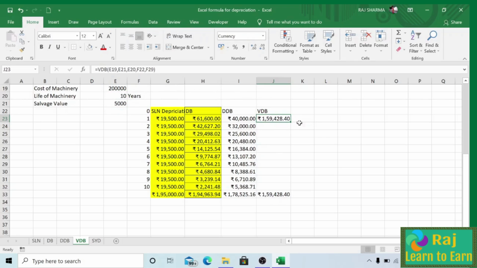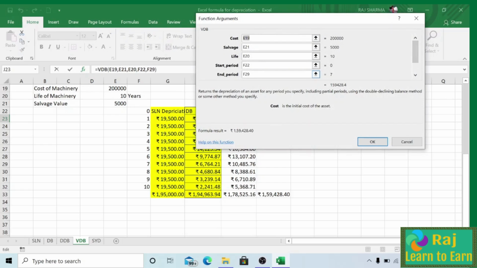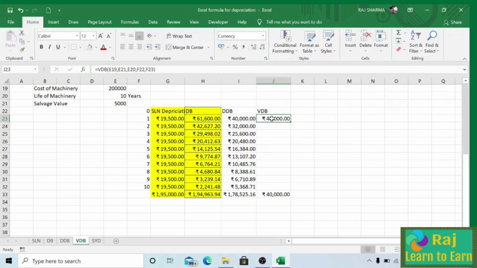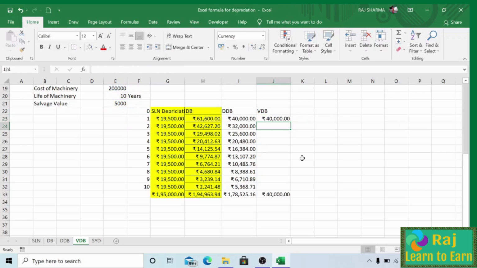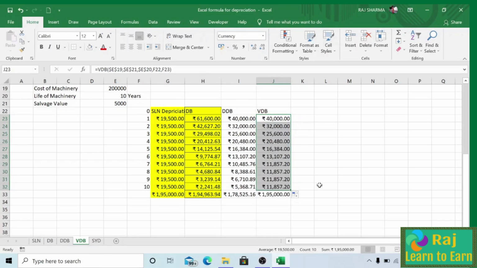Now using this method, let us try to work out the depreciation for individual years. In F22, we have taken the initial start period as 0 and then the end period is 1. So 40,000 will be charged for the first year using the double declining method in VDB. Then let us freeze the cells which are going to remain stagnant. So cost of machinery, life of machinery, and salvage value, these 3 components are going to remain stagnant, and then the period is going to be variable. And then let us drag it. So on dragging it, we will get the depreciation.